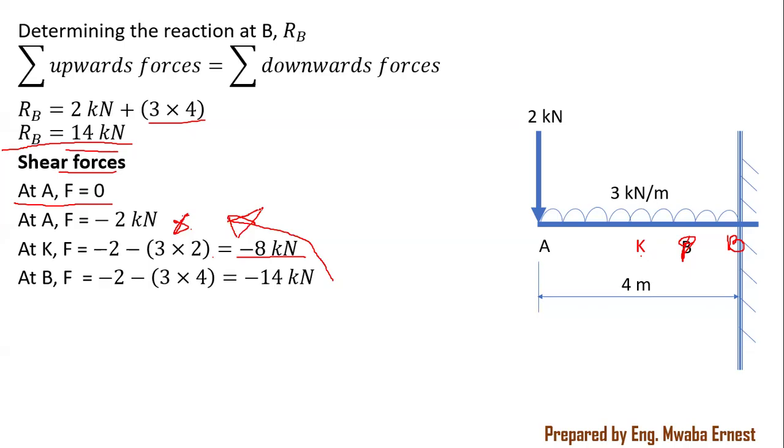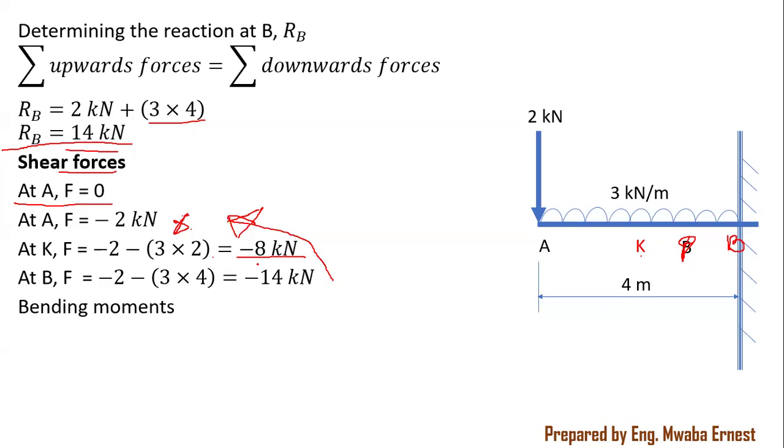So our shear force at point F, is it even point F? Rather, point B is -14 kilonewtons. Let's go to the bending moments. What you find interesting about bending moments is that they respect the distances. These ones, the distances are critical. So it becomes even easier to maneuver.